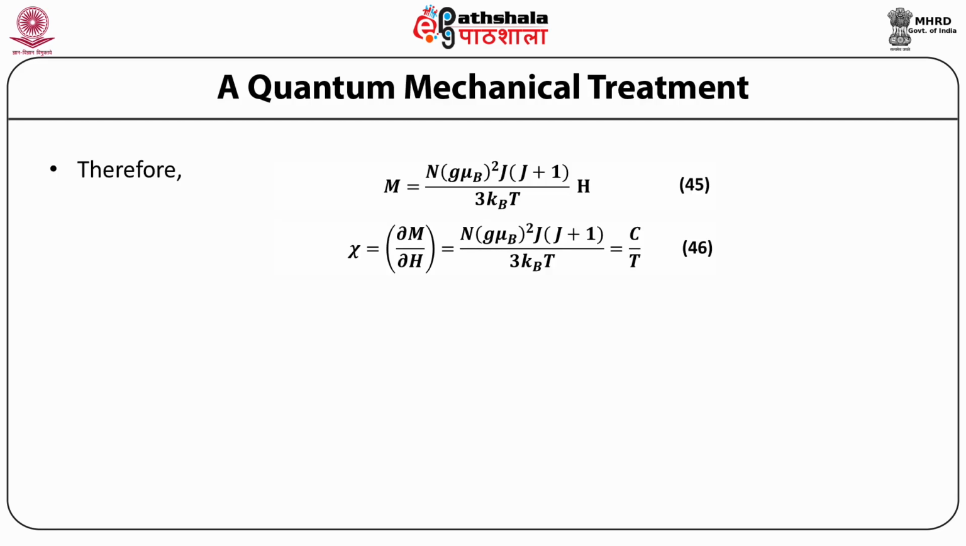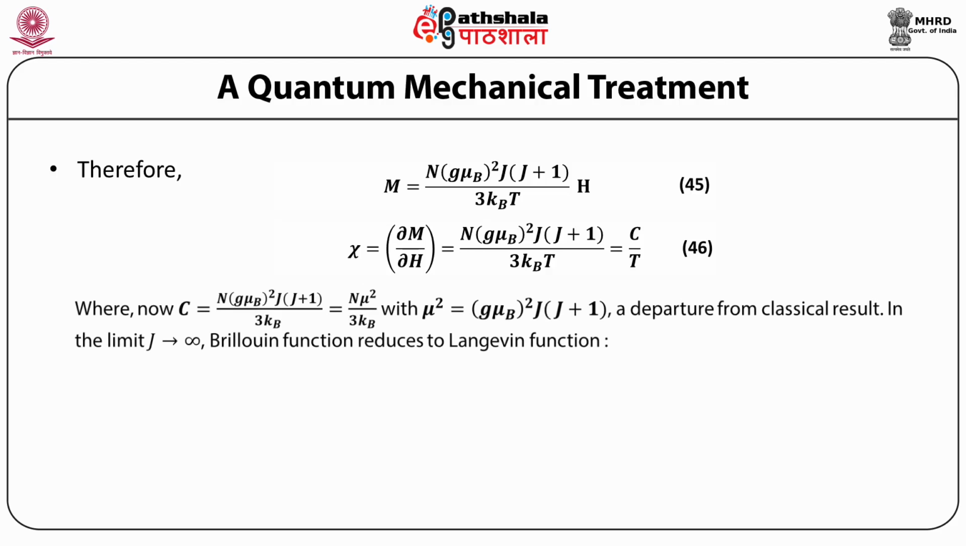And susceptibility chi can be written as the partial derivative of M with respect to H, which is equal to N g mu B whole square J into (J plus 1) divided by 3 kB T, which is once again equal to a constant divided by T, where now the constant C is equal to N multiplied by g mu B whole square into J (J plus 1) divided by 3 kB, which is equal to N mu square divided by 3 kB, with mu square equal to g mu B whole square J into (J plus 1), a departure from the classical result.